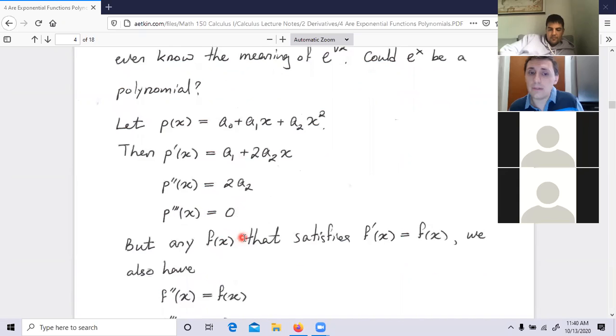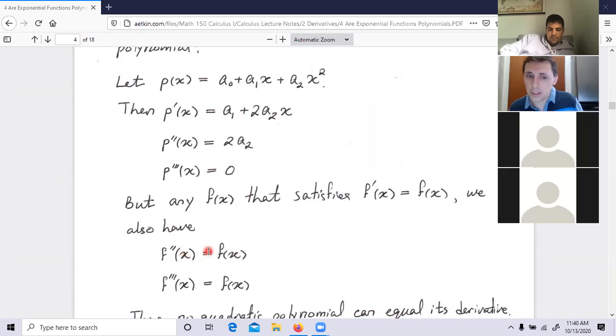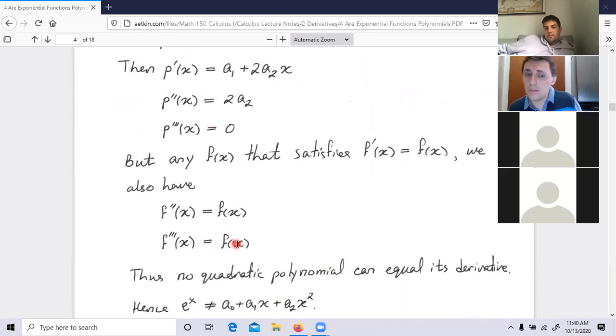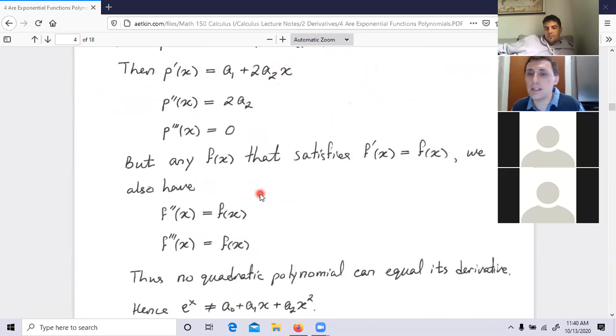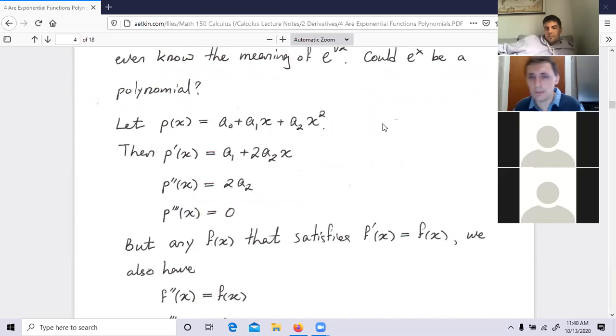What will happen if I take the derivative of a function that doesn't react to it, right? 2 derivatives, the function stays. 3 derivatives, the function stays. And it's not a constant function. Do you understand? So this function will not change after 3 derivatives, whereas a polynomial of degree 2 will disappear to 0. That means that e to the x could not possibly be a polynomial of degree 2.